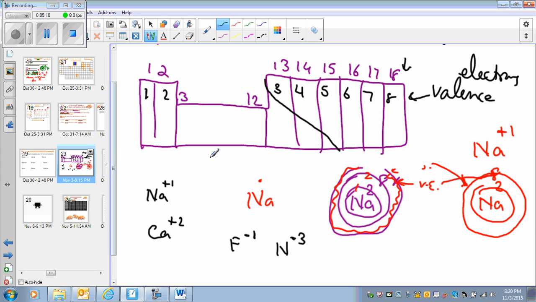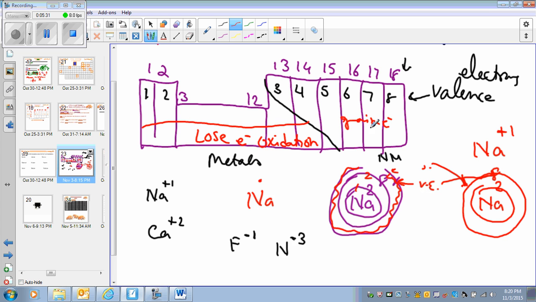So these are all metals, and above it is the non-metals. So metals are going to lose the electrons, okay? All metals will lose electrons. That process is called oxidation, and all non-metals will gain electrons, and that process is called reduction.